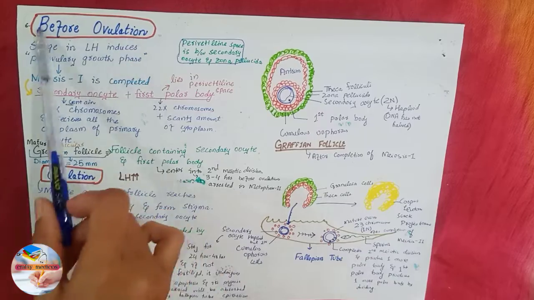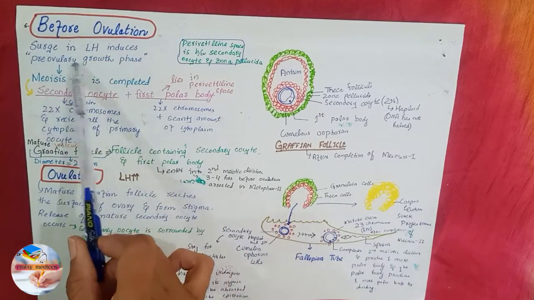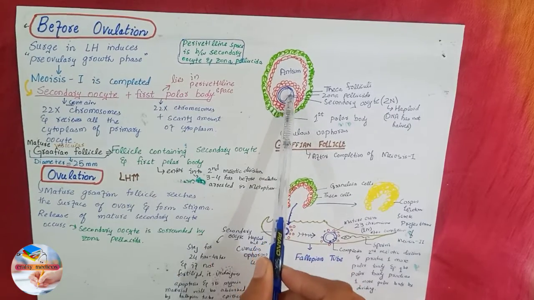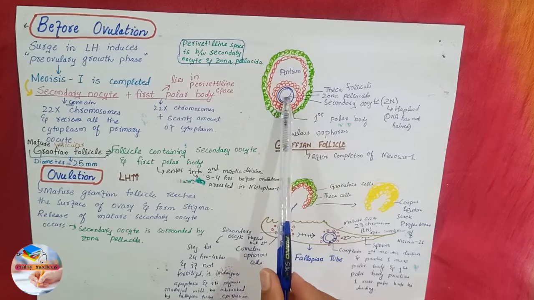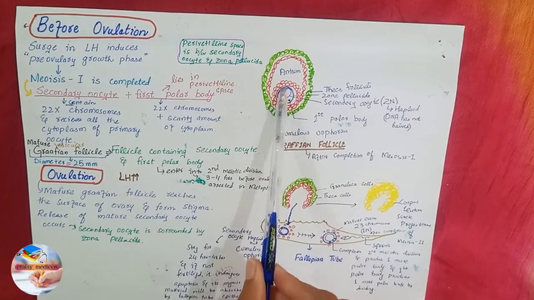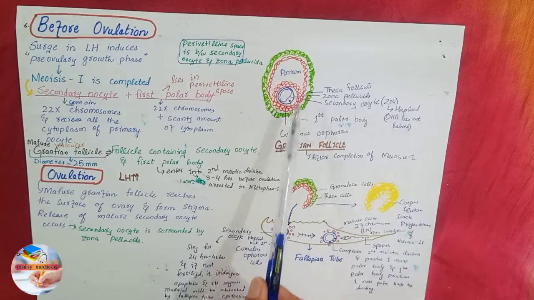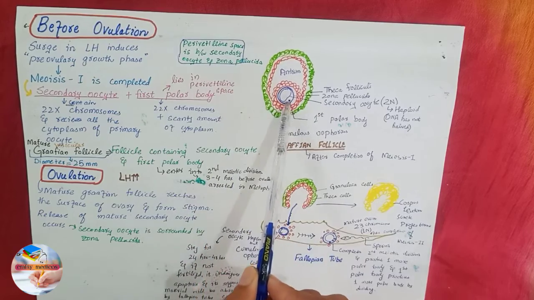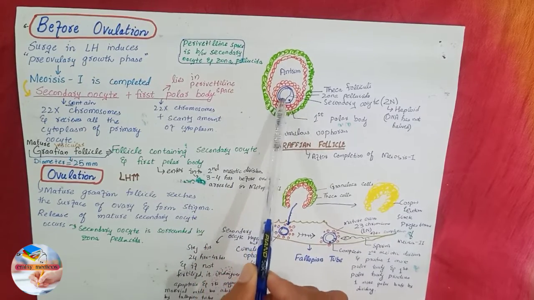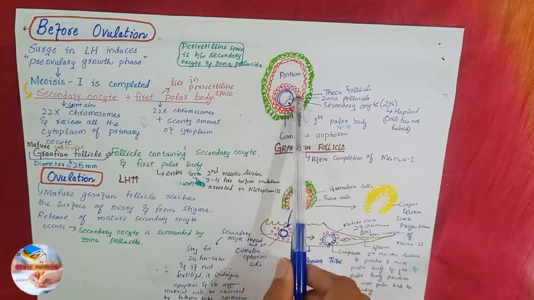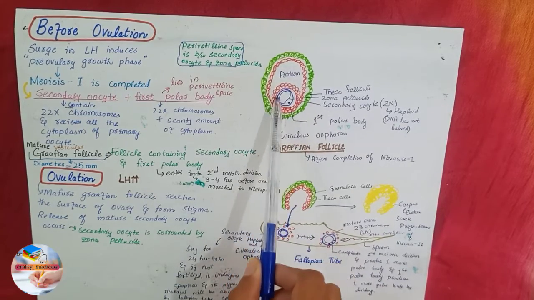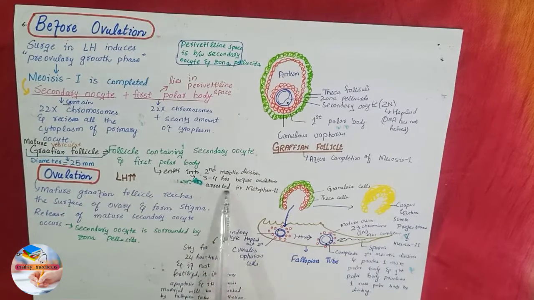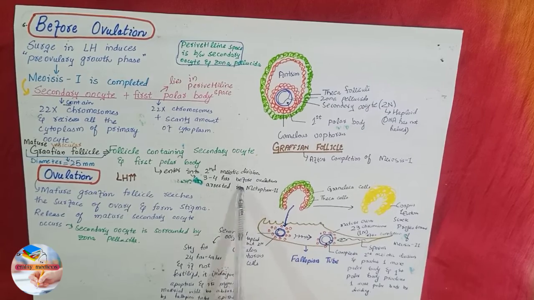Then about 3 to 4 hours before ovulation, a surge in LH induces the pre-ovulatory growth phase, in which meiosis 1 is completed to produce the secondary oocyte and a first polar body. The cytoplasmic division is unequal, so that the secondary oocyte receives most of the cytoplasm and the first polar body receives little. This first polar body lies in the perivitelline space, which is the space between the secondary oocyte and the zona pellucida. This follicle containing the secondary oocyte and the first polar body is called the mature Graafian follicle, and its diameter is about 25 mm. The oocyte now enters the second meiotic division, where it is arrested in metaphase.